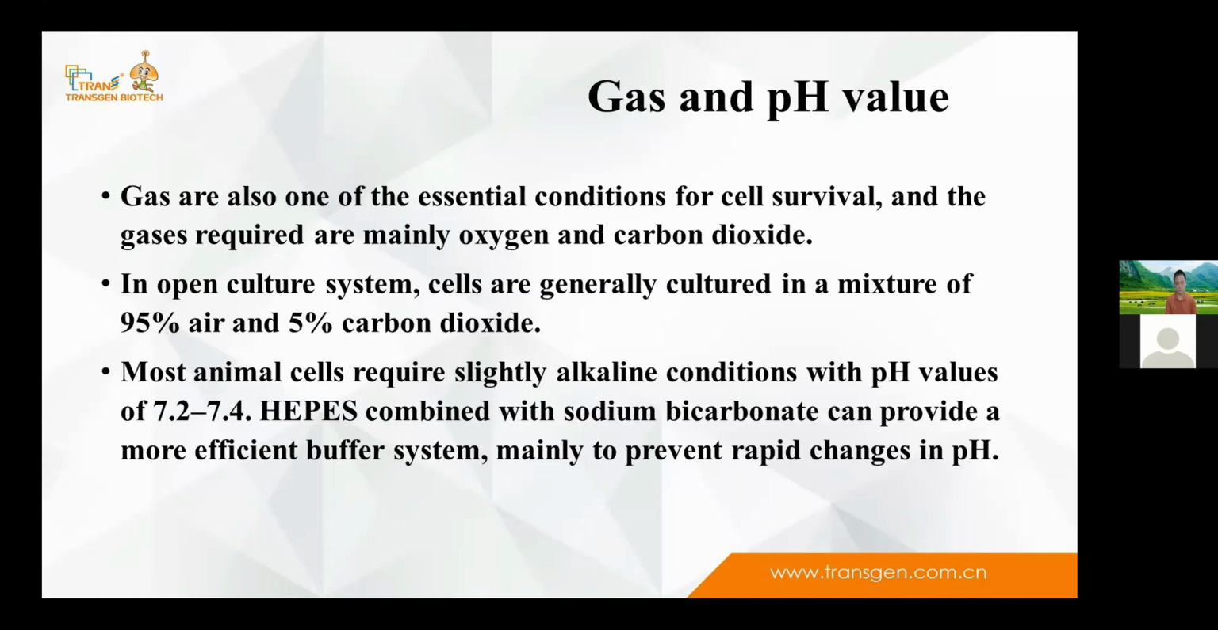So, gas and the pH value. Gas is also one of the essential conditions for cell survival, and the gas requirements are mainly oxygen and carbon dioxide. In open culture systems, cells are generally cultured in a mixture of 95% air and 5% carbon dioxide. Most animal cells require slightly alkaline conditions with pH values between 7.2 and 7.4.